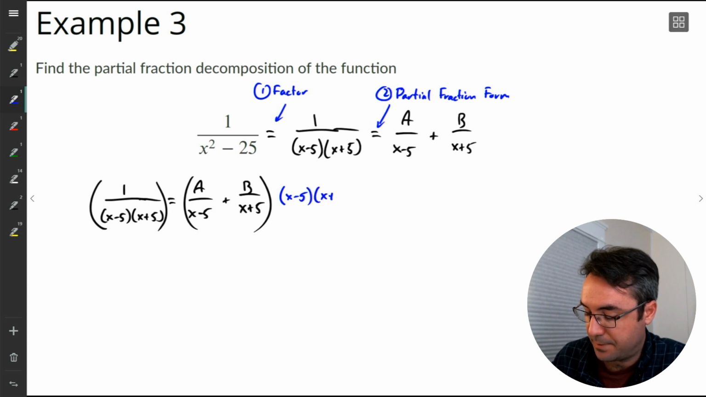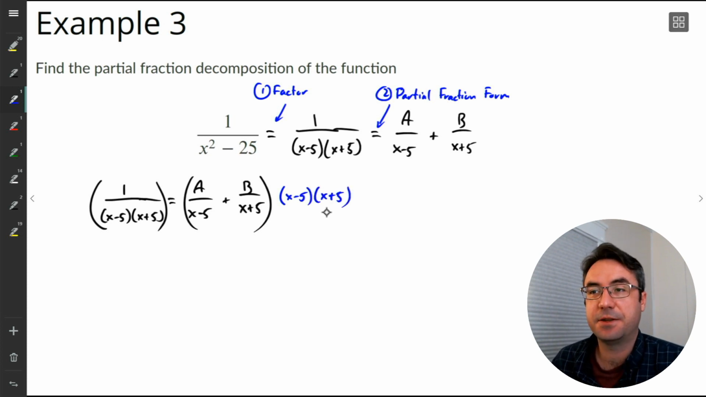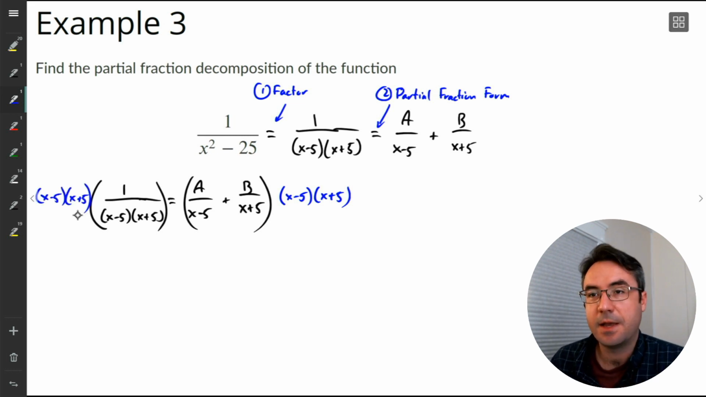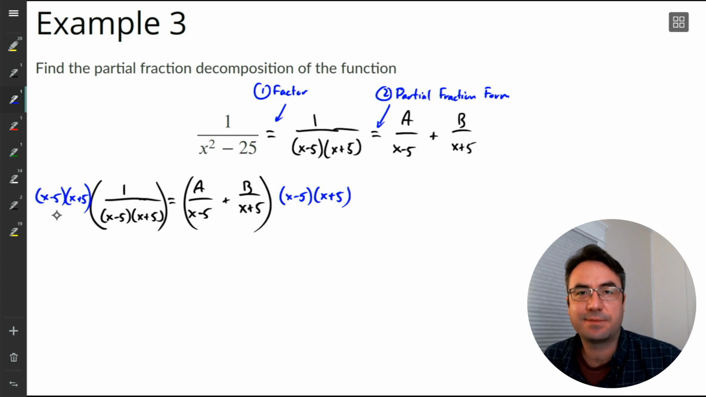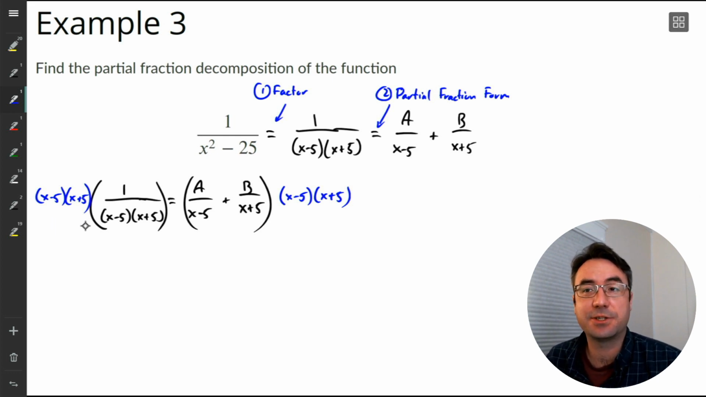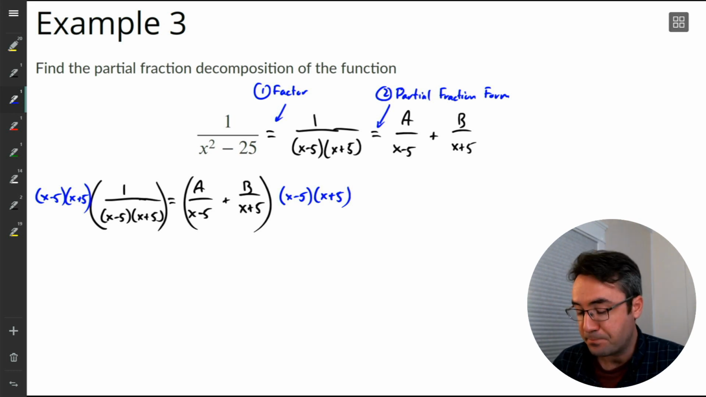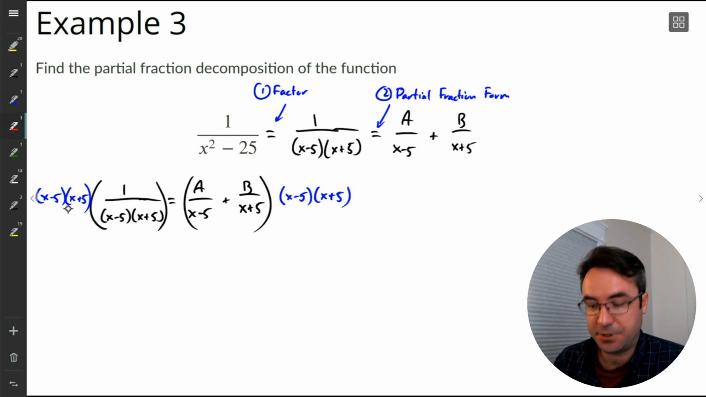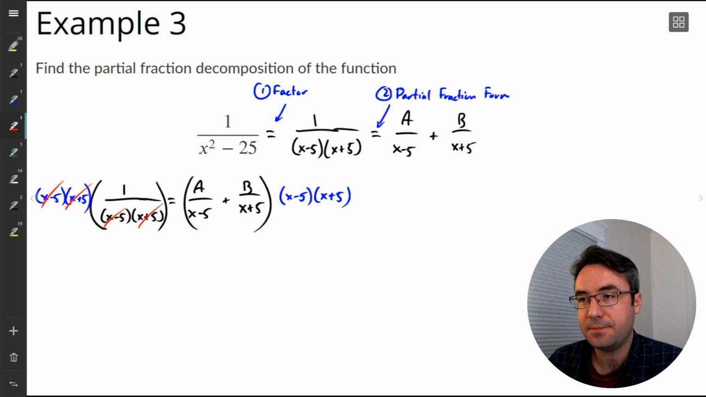So we're going to multiply both sides of our equation by x minus 5 times x plus 5. Now, why do we do that? Well, it's just helping us get rid of the fractions so that we can just have a nice equation to work with as we solve for a and b. And on the left, everything's just going to cancel. So x minus 5 here is going to cancel that x minus 5. X plus 5 here is going to cancel that one.